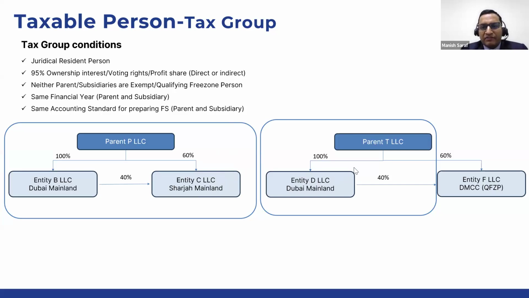But on the right-hand side, if you see parent T holding a mainland company and a qualifying free zone company, they cannot form a group, even though there is an indirect holding of more than 100%. Because the qualifying free zone has a 0% rate and mainland has 9%. So the tax rates are different, and that's the reason they cannot form a tax group.